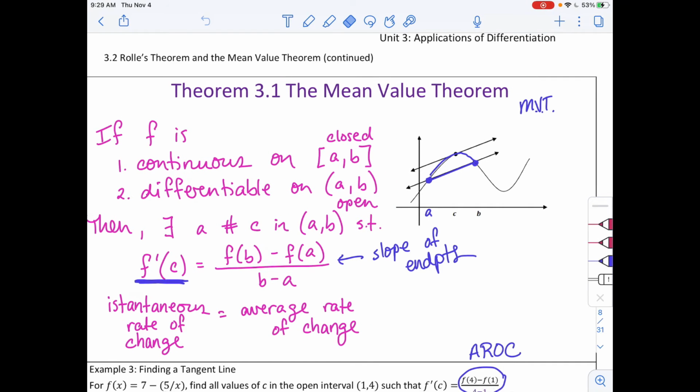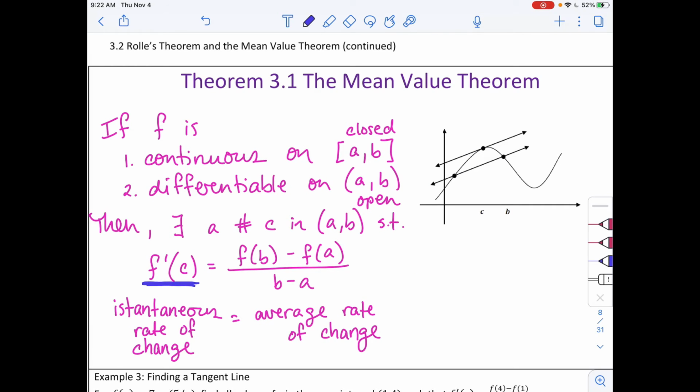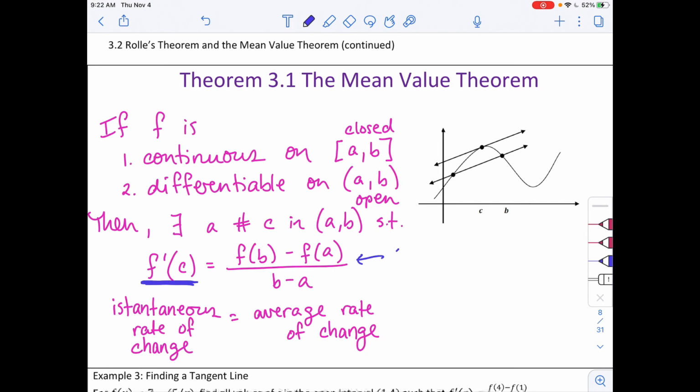Okay, y'all, you've copied this down. So let's go ahead and look at the conditions of the mean value theorem. So if f is 1, continuous on the closed interval, 2, differentiable on the open interval. Notice how those are the same conditions as Rolle's, all right? There exists a number c in our open interval such that f prime of c is equal to, this is the slope of the endpoints, right? This is the slope formula. So slope of the endpoints, right?